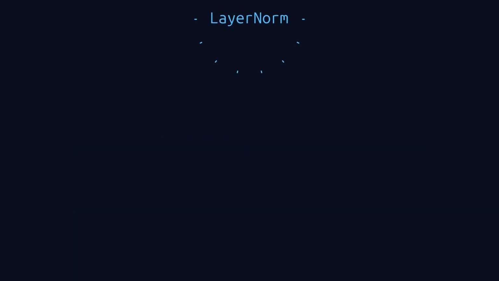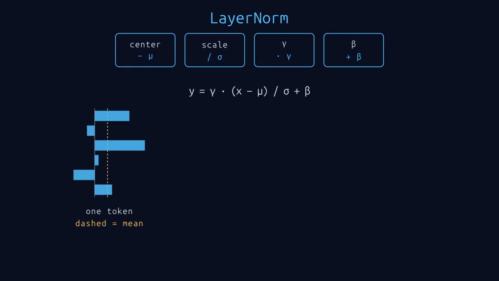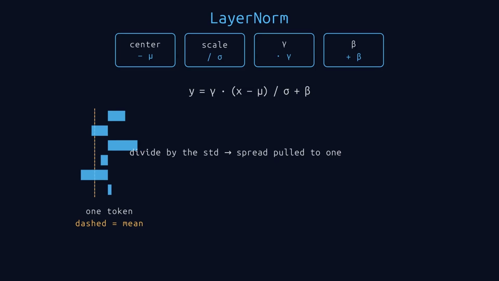Let's look at the standard tool for the job, LayerNorm. Take one token's vector and walk it through 4 steps. First, subtract the mean so the values are centered on 0. Then divide by the standard deviation so the spread is pulled to 1. Those 2 steps do the real work. After that, 2 learnable knobs, a scale, gamma, and a shift, beta, that let the network undo or retune the normalization if it wants to.